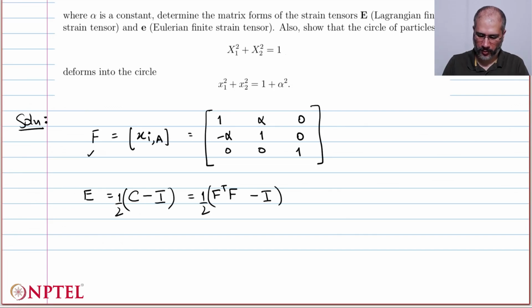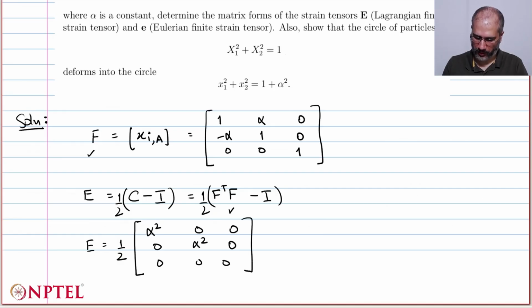So since F is known now, I can substitute that here and I can evaluate the Lagrangian finite strain tensor, which will come out to be half times alpha squared 0 0, 0 alpha squared 0, and all three zeros here. So this is our Lagrangian finite strain tensor.